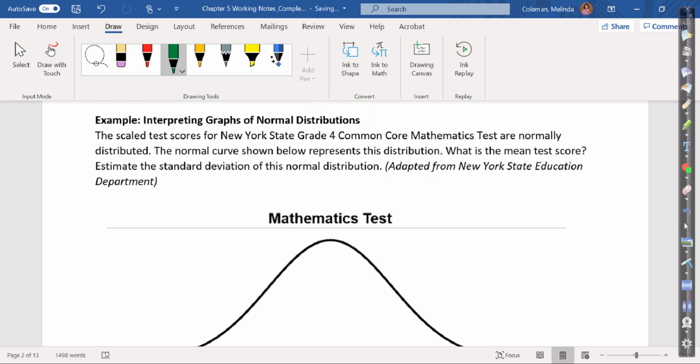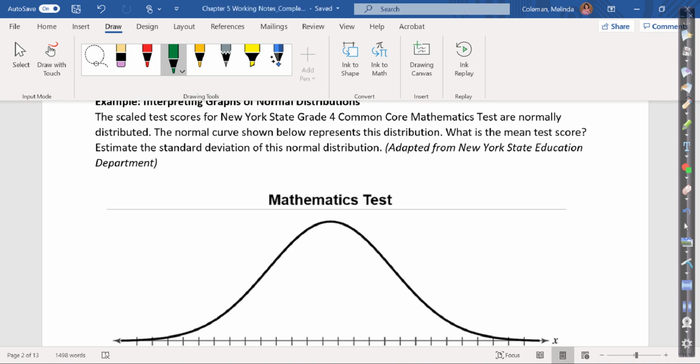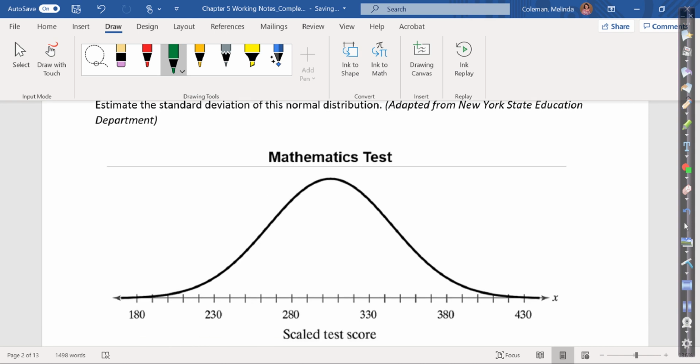Interpreting graphs of normal distributions. The scaled test scores for New York State Grade 4 Common Core Assessment are normally distributed. Oftentimes, that's going to be the case. A lot of the data we look at ends up being normally distributed. So we notice that it's normally distributed. The curve is below. What is the mean test score? And estimate the standard deviation.